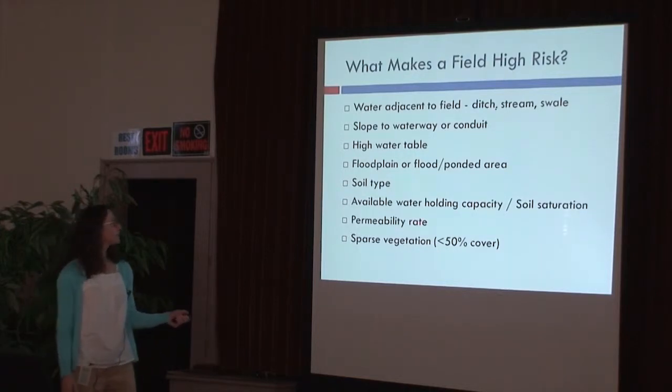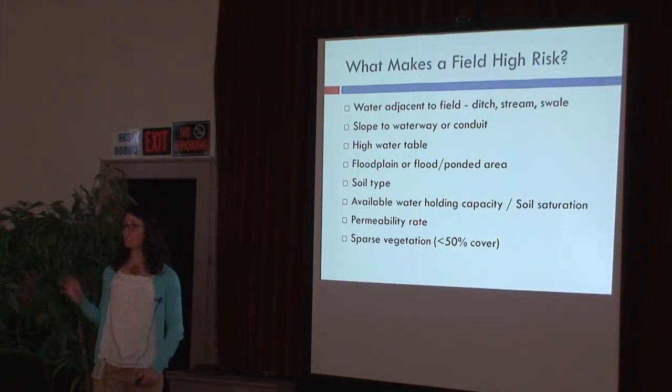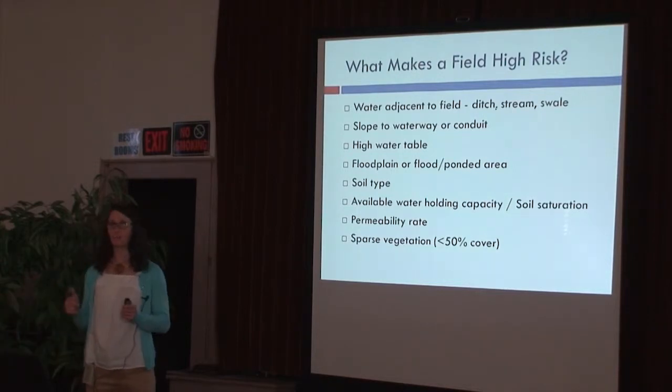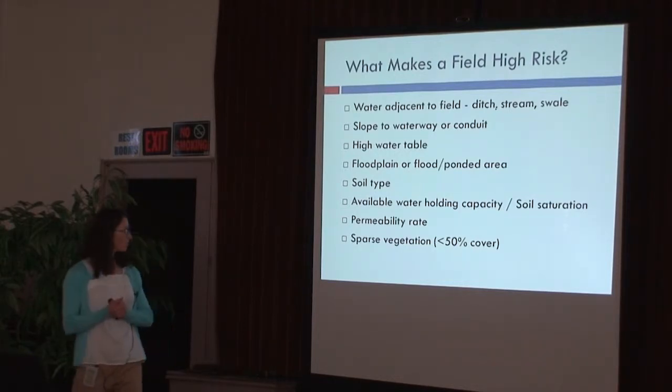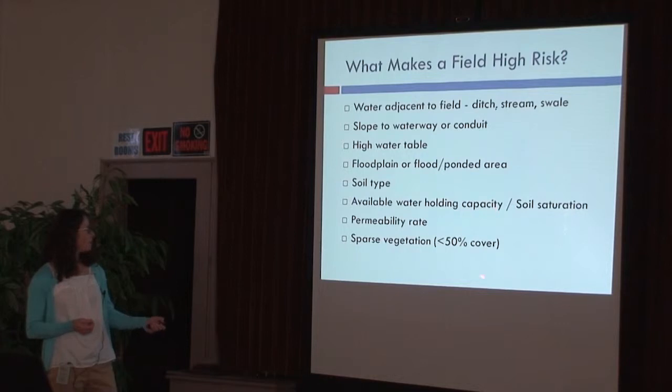Permeability rate. If you have a very sandy, super well-drained soil, that's great, but it can also make your field high risk from a leaching standpoint. So the fields that drain really well, that are great for reduction of runoff, are our highest risk leaching fields that we have. So there's a little bit of a flip there. And then of course, cover.